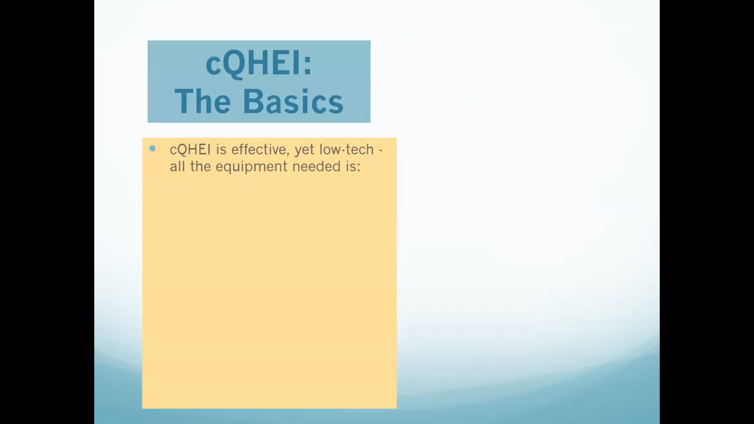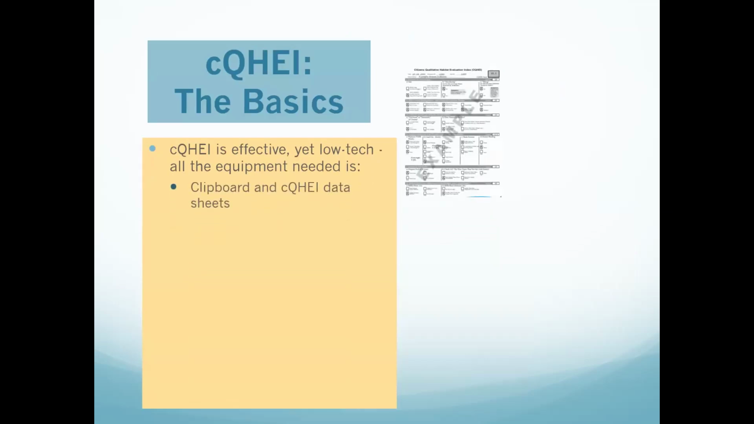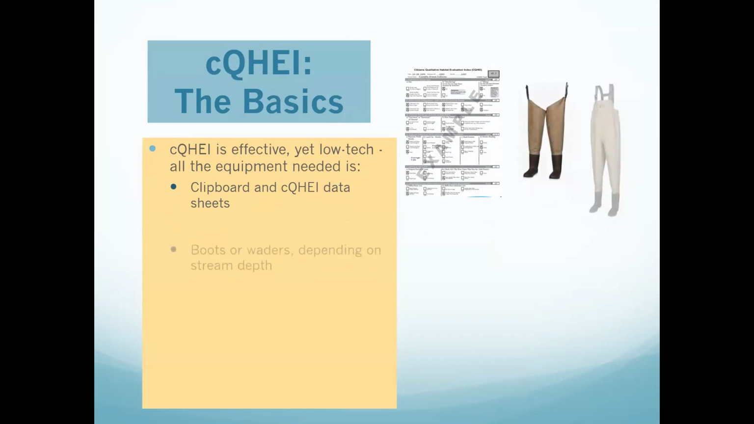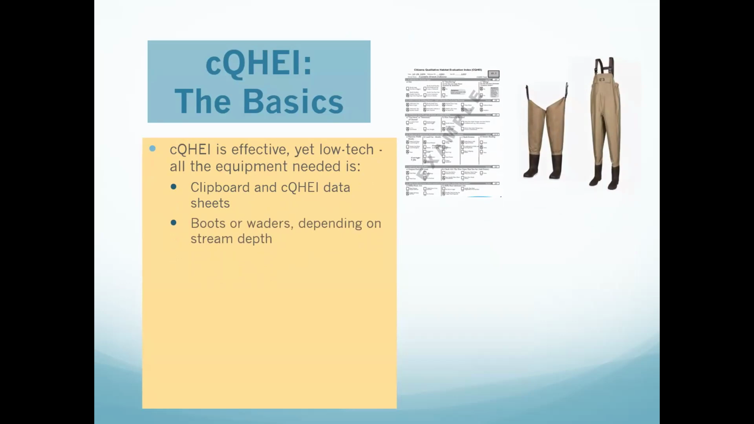All right, so the benefits of the cQHEI: it's very low tech. We'll go over some of the equipment that you'll want to make sure you have with you. Clipboard and cQHEI data sheets, some waders or hip boots, even mucks are fine for a lot of the streams, or rain boots, whatever you guys like.